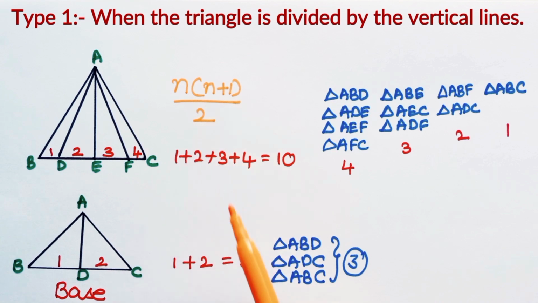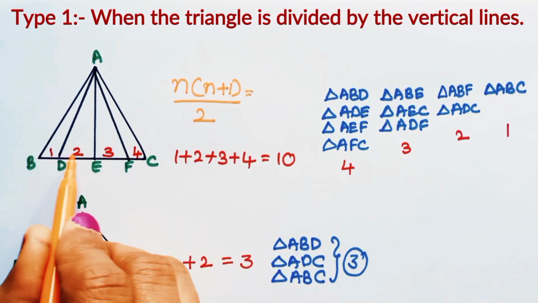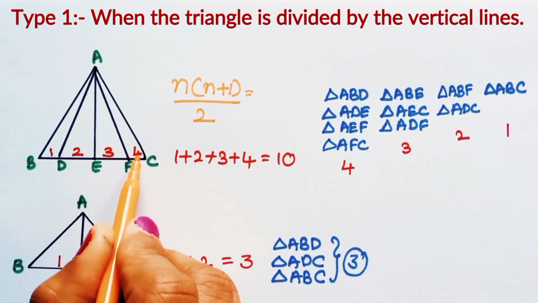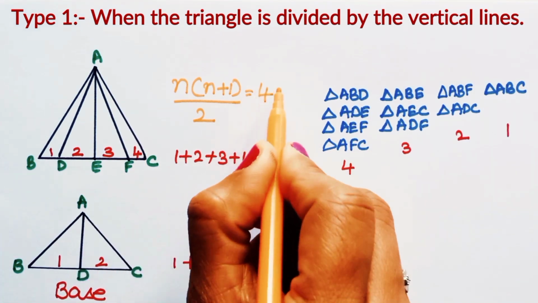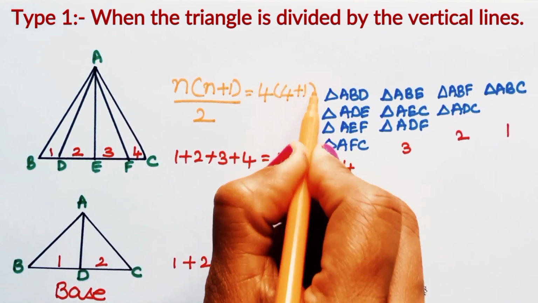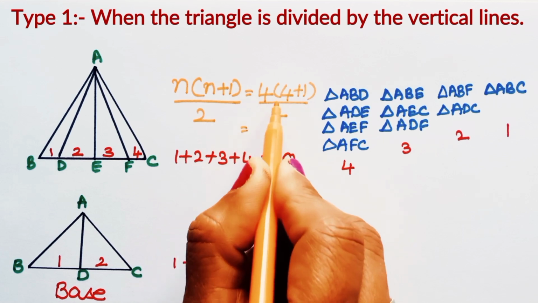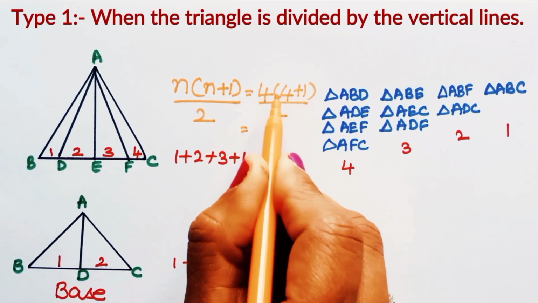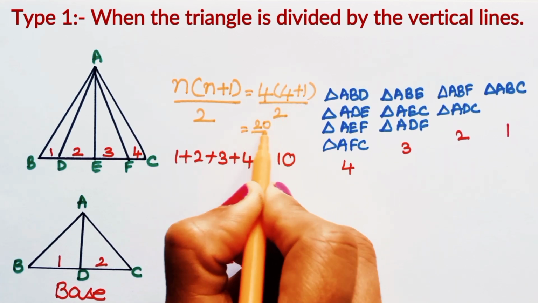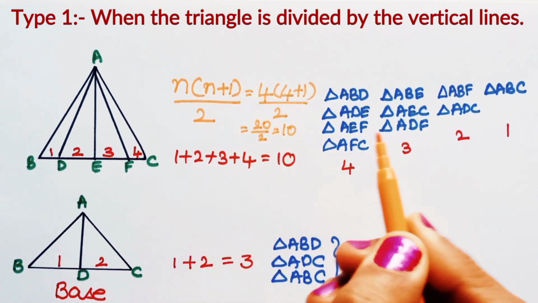Now let us apply this formula. Here what are the triangles present inside the triangle? There are 4 triangles. So 4 into 4 plus 1 by 2. That is equal to 4 plus 1 is 5. 5 into 4 is 20. 20 by 2 is equal to 10.